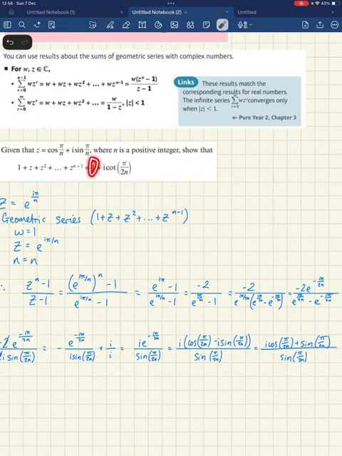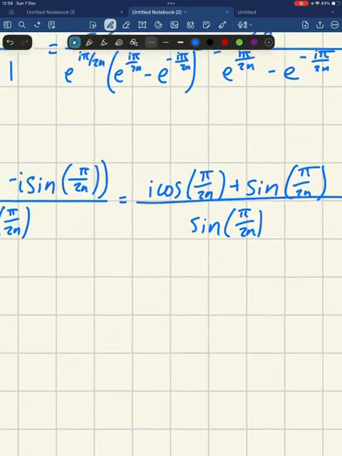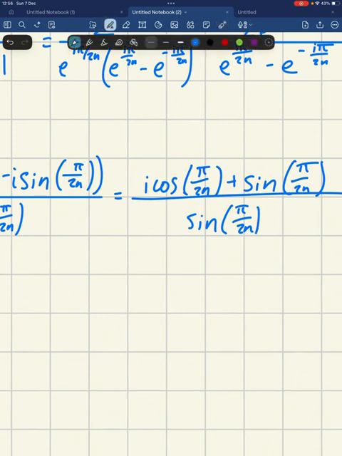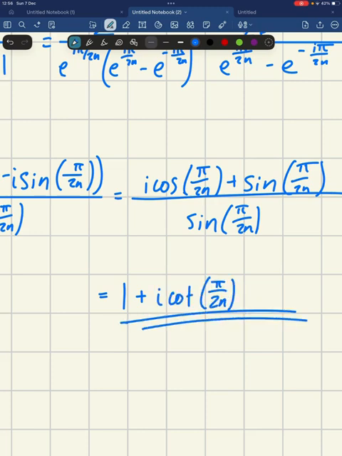Now because they wanted it in 1 plus i cot of pi by 2n, this will be our 1, this will be our i cot. This is equal to 1 plus i cot of pi by 2n. Boom!